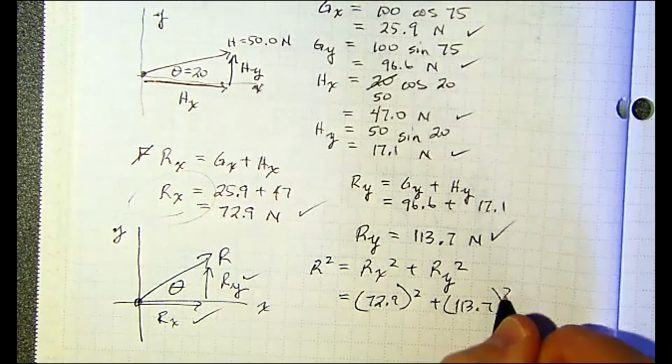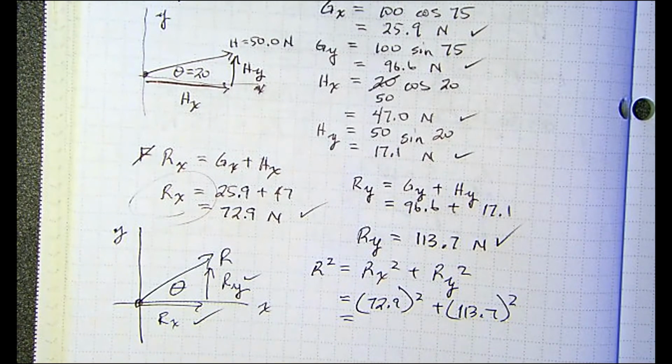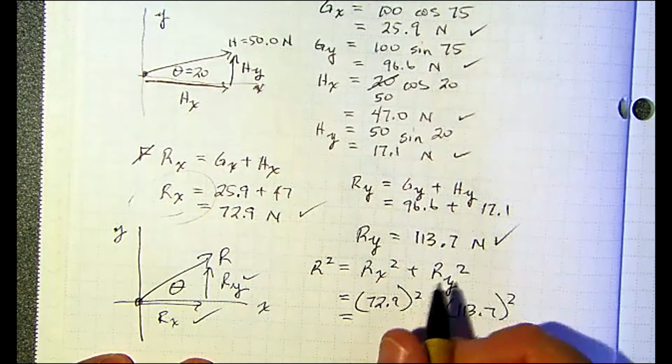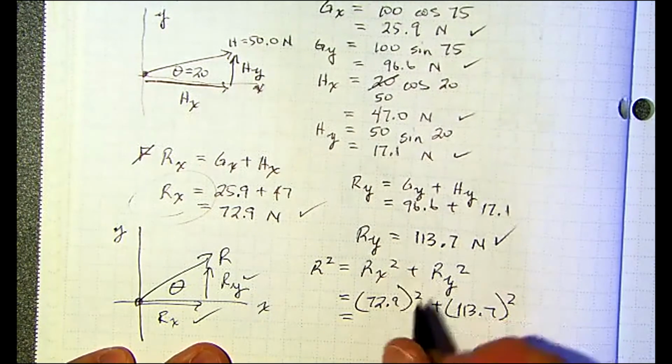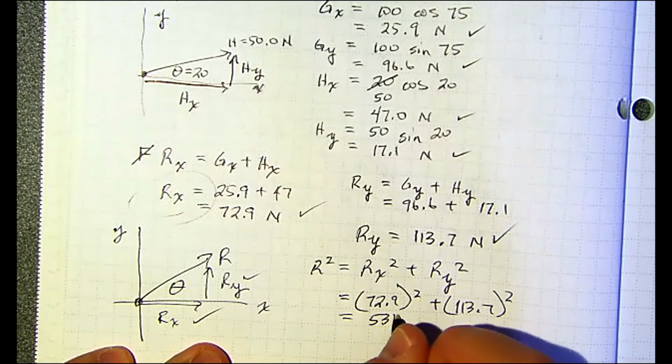And this is where errors are going to come, because it's taking a year to do this, but I'm racing trying to get it done. 72.9 times 72.9, that's what squared means. And I get 53.14, I guess. I mean, there's more digits, but I'm super lazy.